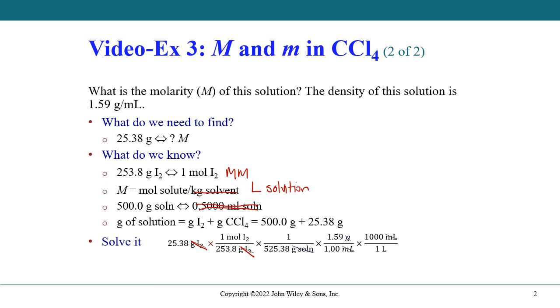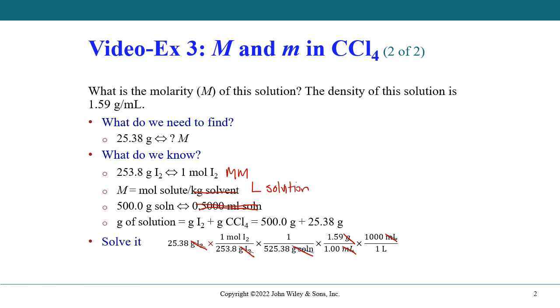We need to multiply by the grams of solution in this case, because this is moles per total number of grams of solution. Then we need to multiply by the density so that we get rid of the grams and convert it into moles per unit volume. But we need to convert these milliliters to liters, so we have to multiply by 1000 to get the answer in moles per liter.